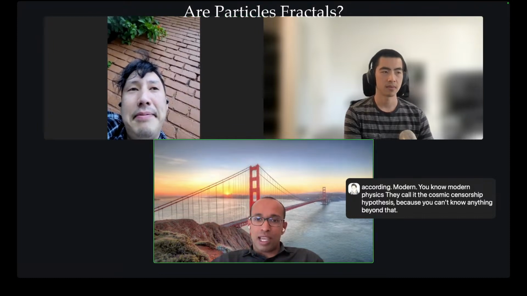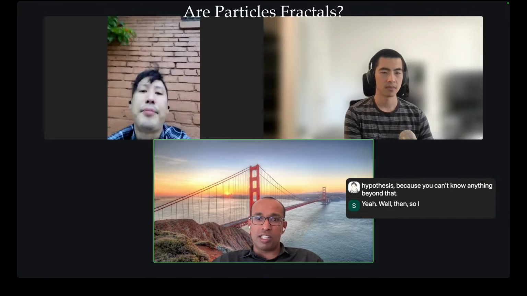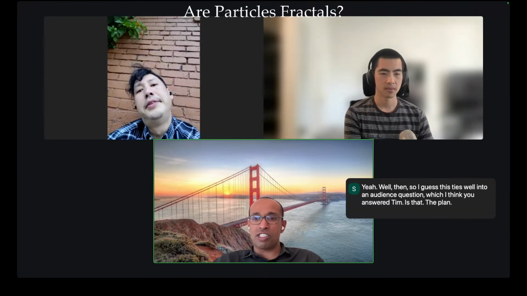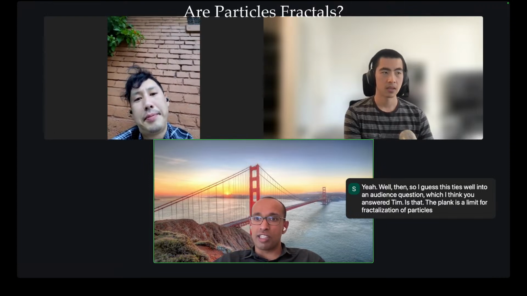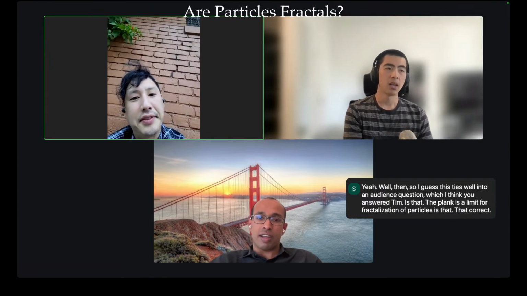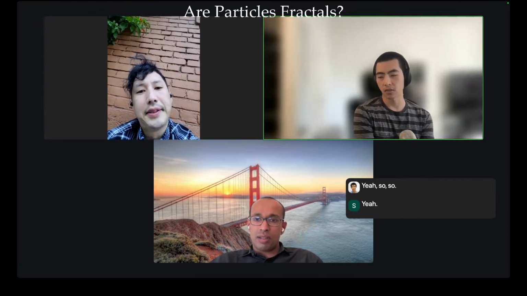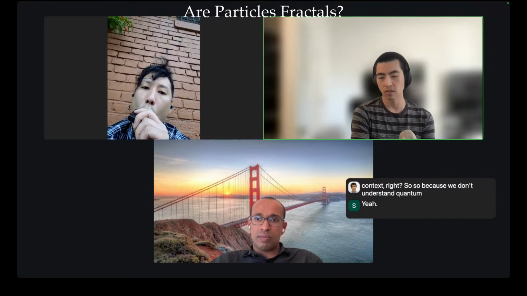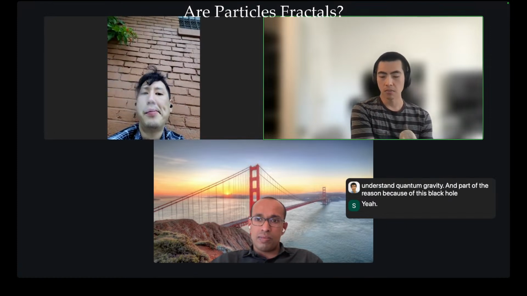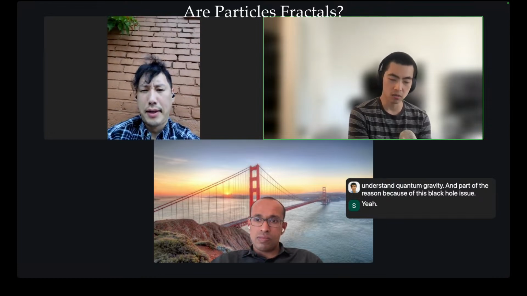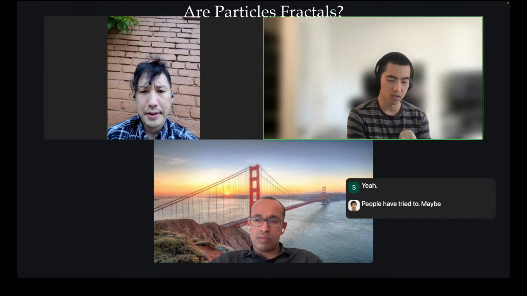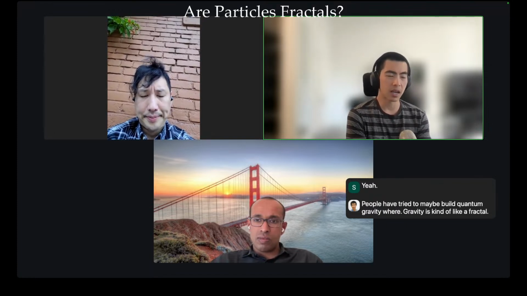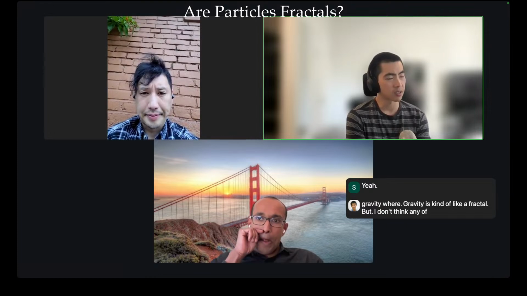Yeah. Well, I guess this ties well into an audience question, which I think you answered, Tim, that the Planck length is the limit for fractalization of particles. Is that correct? Yep. Okay, so let me just add a little bit of context. Because we don't understand quantum gravity, and part of the reason is because of this black hole issue, people have tried to build quantum gravity theories where gravity is kind of like a fractal. But I don't think any of them has been that successful.